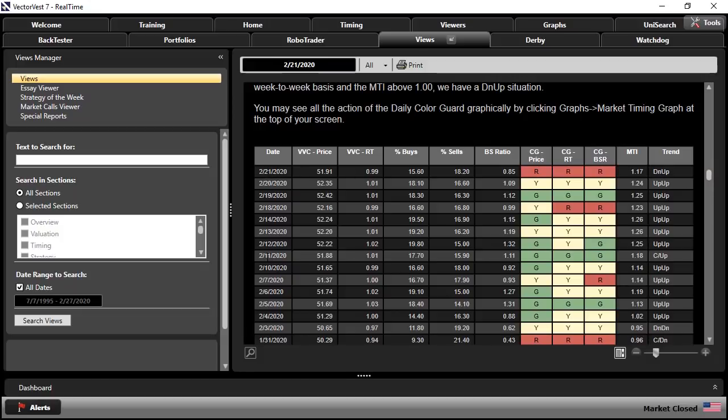As we look at this 3-week view of the color guard, notice that the last primary wave down wasn't until the beginning of the month. After that, we had up, up, up, up, confirmed up, up, up, up, up, finally a down. Another bell or warning sign to let you know it wasn't still the time to buy stocks.